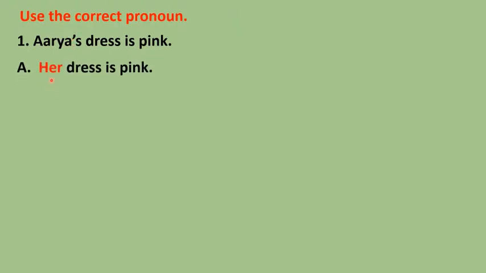Now let's use it in a sentence, children, as a practice. Arya's dress is pink. We are talking something about Arya. Arya's dress we are talking about. So in place of Arya, with an apostrophe, you use her. You cannot use she. She dress is pink is wrong. You have to use the pronoun her.